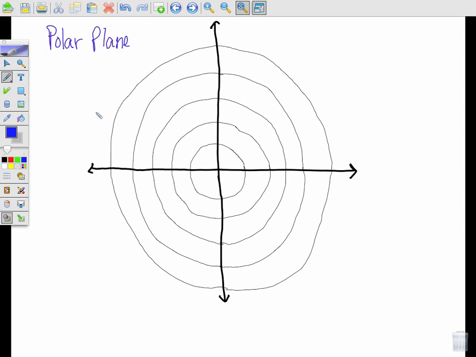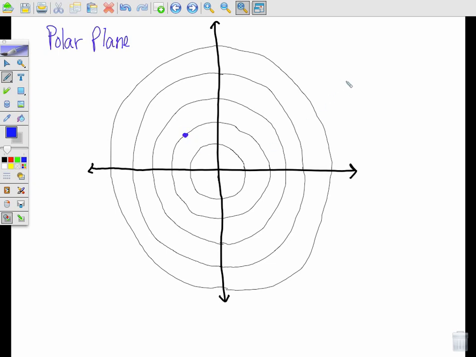All right, the point that I'm going to look at here, (2, 3/4 pi), is going to be located right here. So we go 3/4 pi. So 3/4 pi is located here in quadrant 2, and 2 units out. So I go 2 units. Each one of these circles represents a unit. So this is the point that we're referring to.